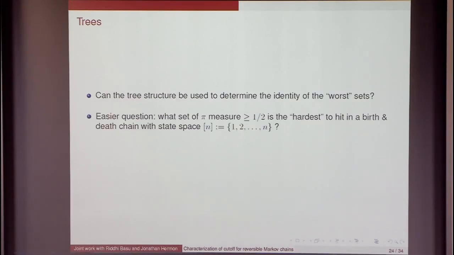So let's maybe start with the birth and death chain. What's the hardest set to hit? It's very easy. The hardest starting point is one of the endpoints, either the left or the right. I have to test both of these. And say if I start from the left, then the hardest set is just this. So I just take enough where this is large enough to capture half of the stationary measure. So really, in the birth and death case, I just have two candidates to check. Either I start from the left and it's the right half interval, or I start from the right and it's the left half interval, and one of these is the worst. Pretty easy to show.